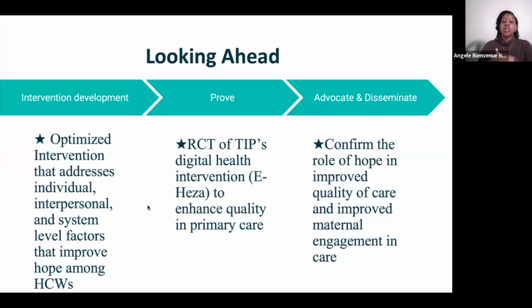We will run a randomized control trial for eHESA to see if it can enhance quality in primary healthcare. Also, we will confirm the role of hope in improved quality of care and improved maternal engagement in care, where we will be using the Heart-Hope Index translated in Kinyarwanda to see if there is increased hope when we are providing those interventions.